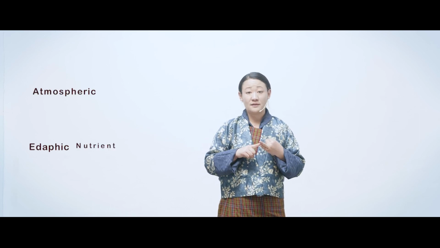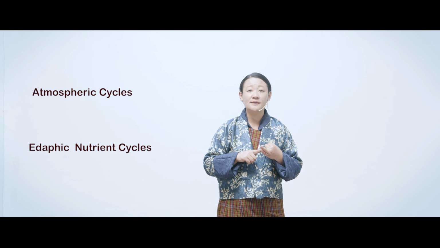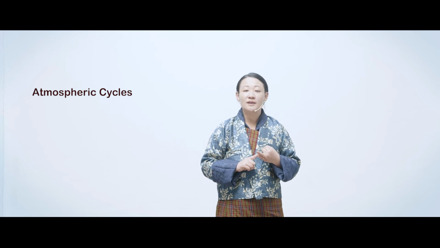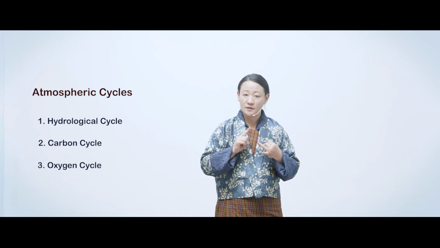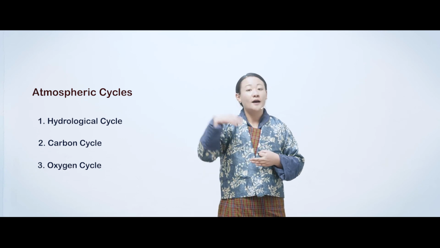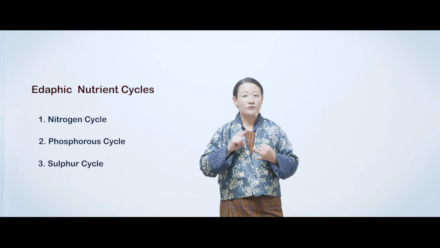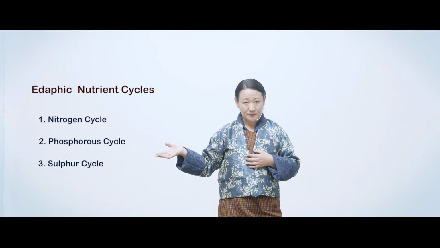Now we have come to the end of the lesson, and today we discussed a lot on the biogeochemical cycles. So let us recapitulate what we have learned. Firstly, we defined biogeochemical cycles. Then we talked about the classification of biogeochemical cycles as atmospheric cycles and edaphic nutrient cycles. Under the atmospheric cycle, we learned about the hydrological cycle, the carbon cycle and the oxygen cycle. Under the edaphic nutrient cycle, we talked about the nitrogen cycle, the phosphorus cycle, and the sulfur cycle.